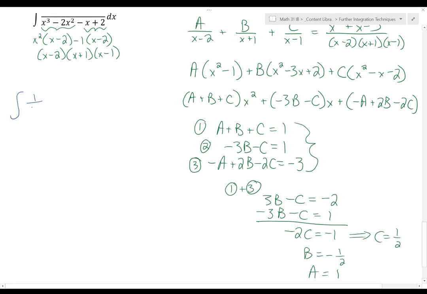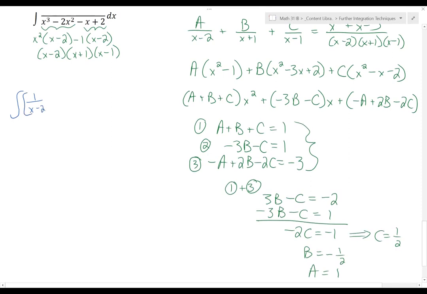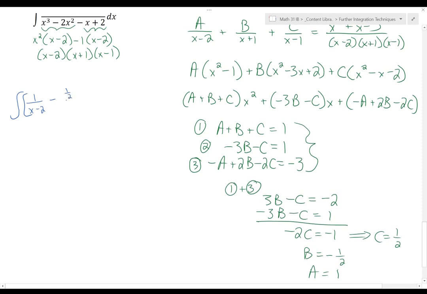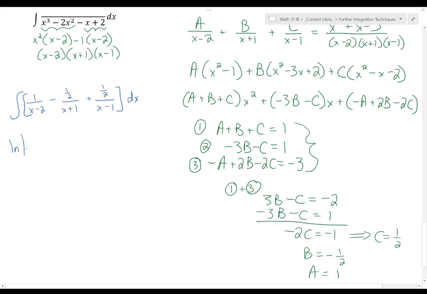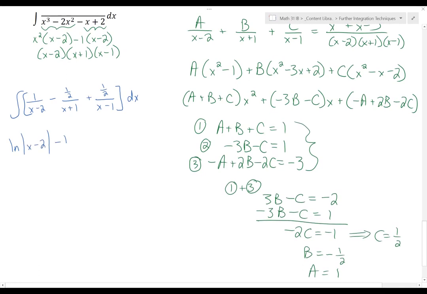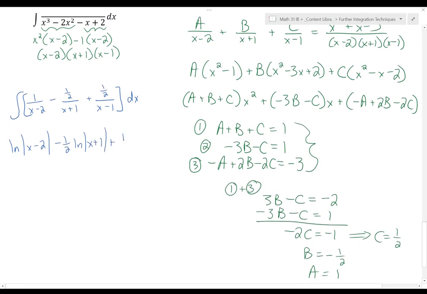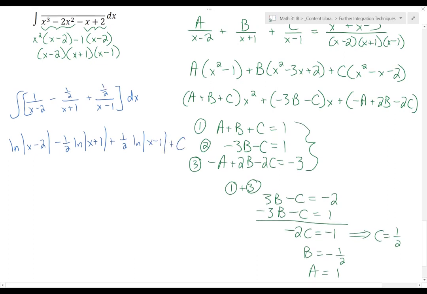I've got 1 over x minus 2. I've got minus 1/2 over x plus 1. And I've got plus 1/2 over x minus 1. Each of these is just going to be a natural log. So I've got the natural log of the absolute value of x minus 2 minus 1/2 times the natural log of the absolute value of x plus 1 plus 1/2 times the natural log of the absolute value of x minus 1 plus c.